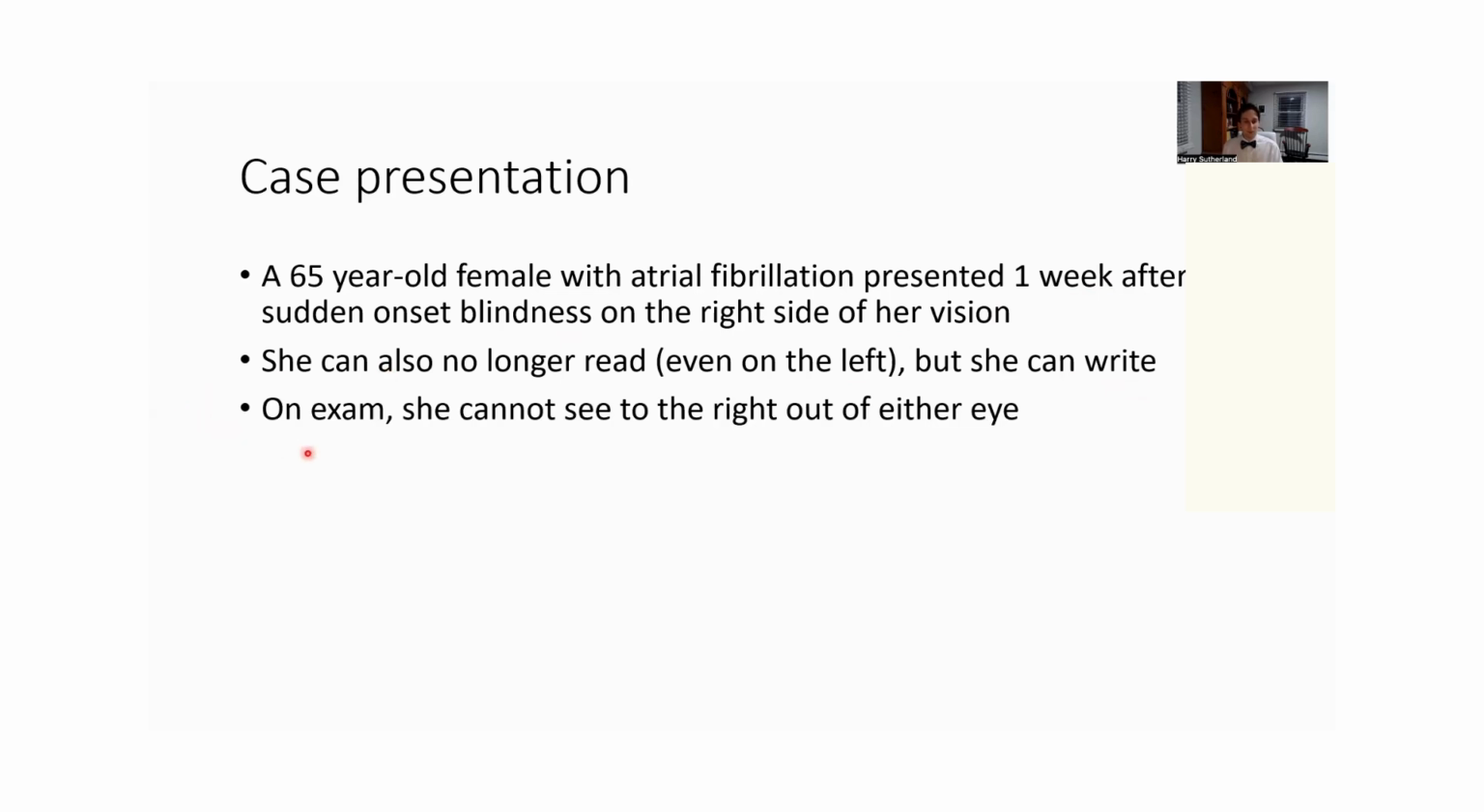When you examine her, she cannot see to the right out of either eye. So if you ask her to close her right eye, she can see out of the left eye when she looks left, but she can't see things on the right. And the same thing when she closes the left eye. Out of the right eye, she can see things that are on the left, but can't see things that are on the right. So it's not an issue with either of her eyes. She's unable to read a sentence, even one that she wrote 3 minutes prior, which is kind of weird, right?